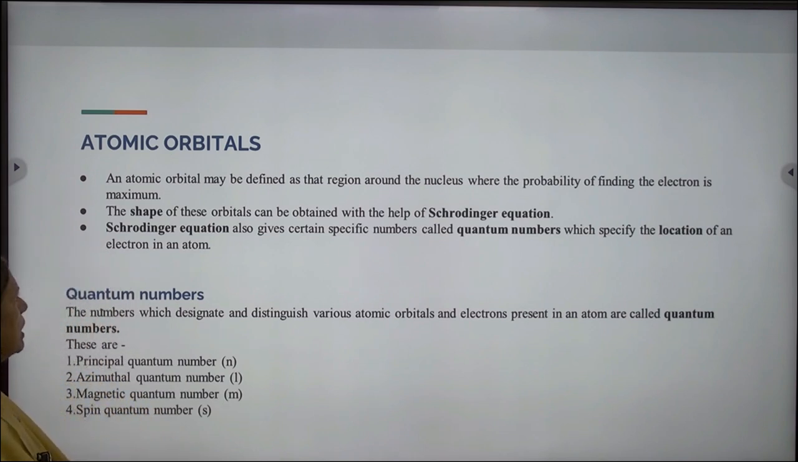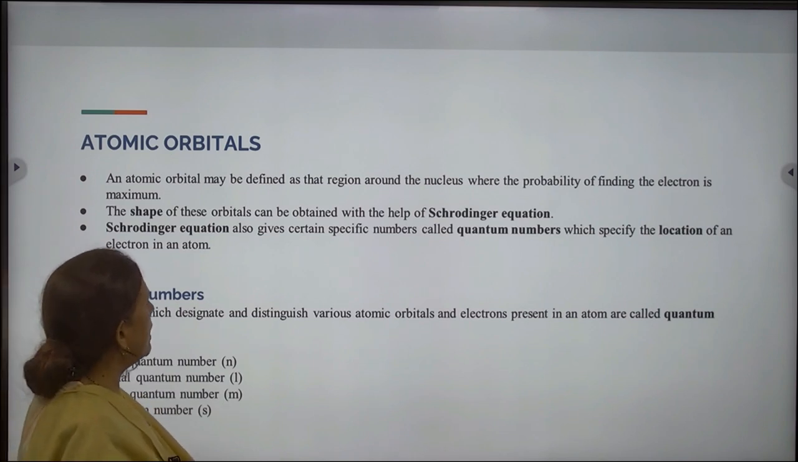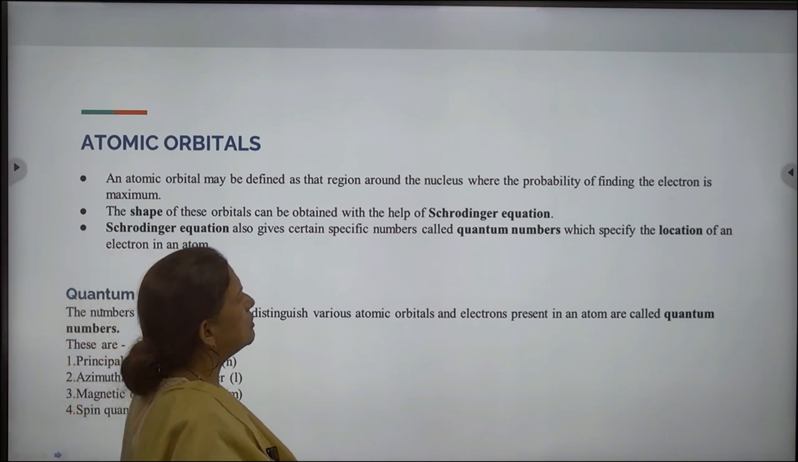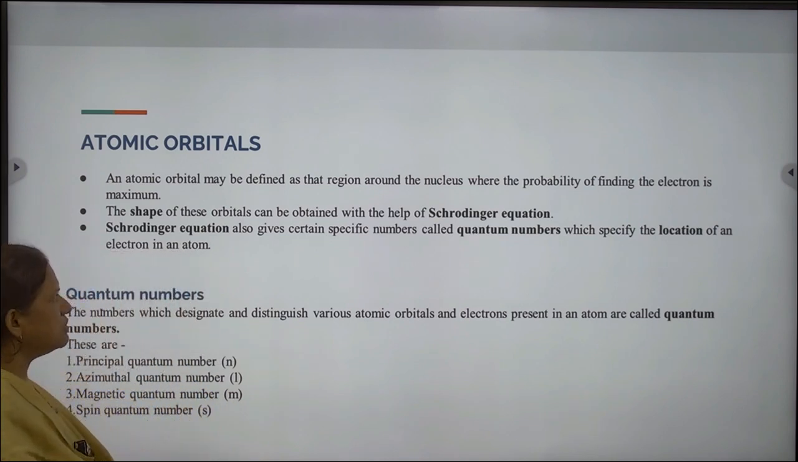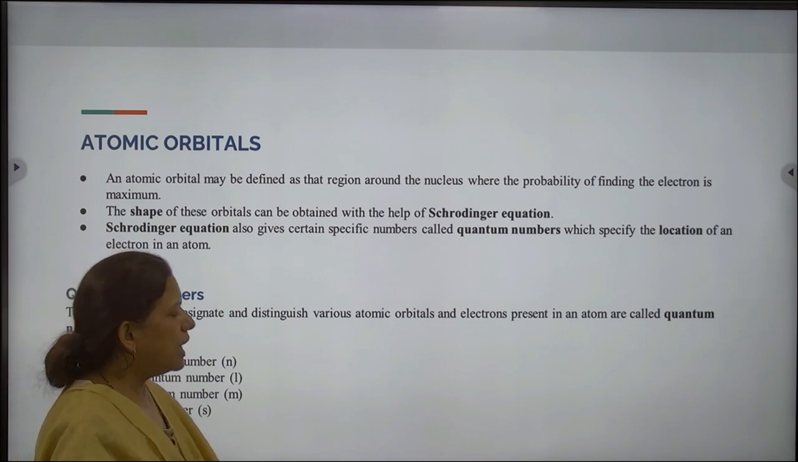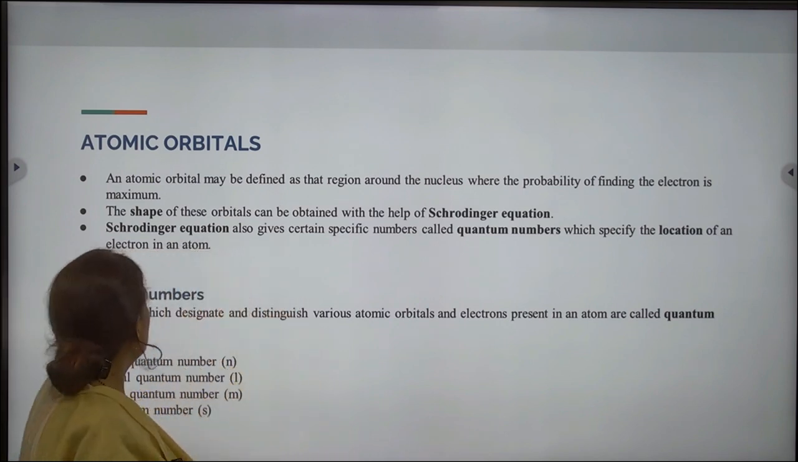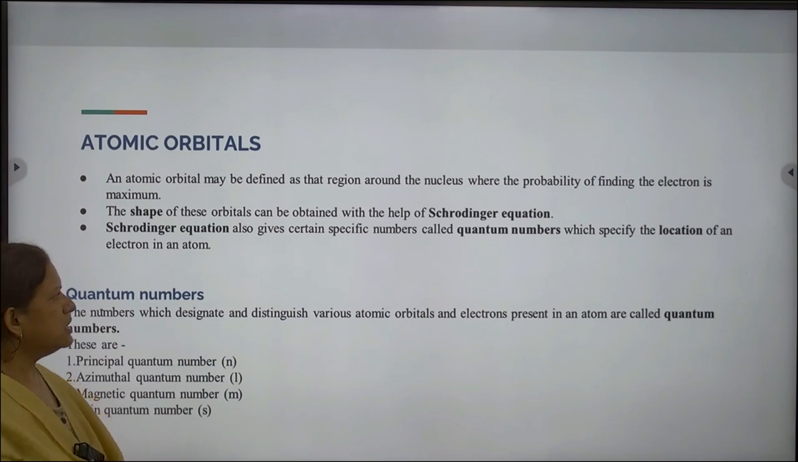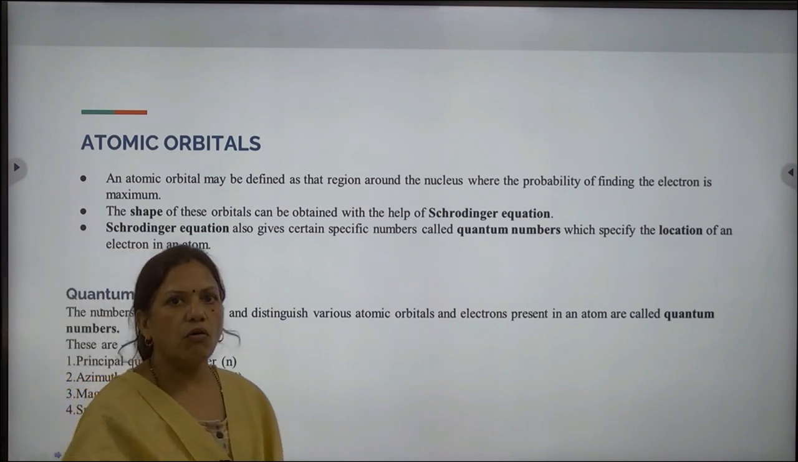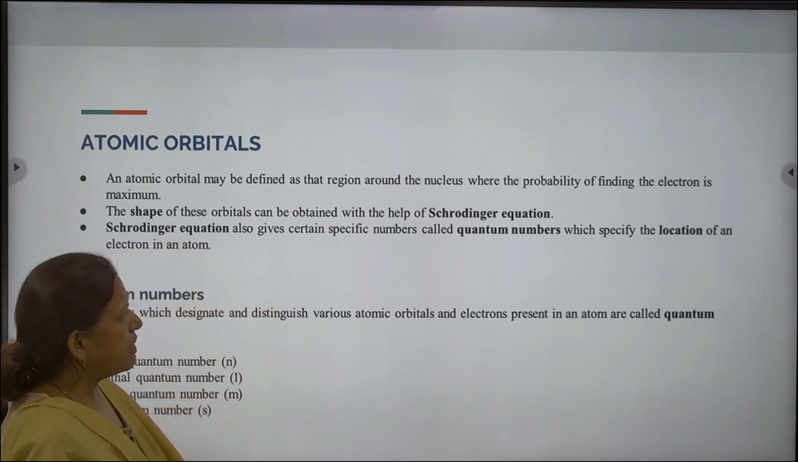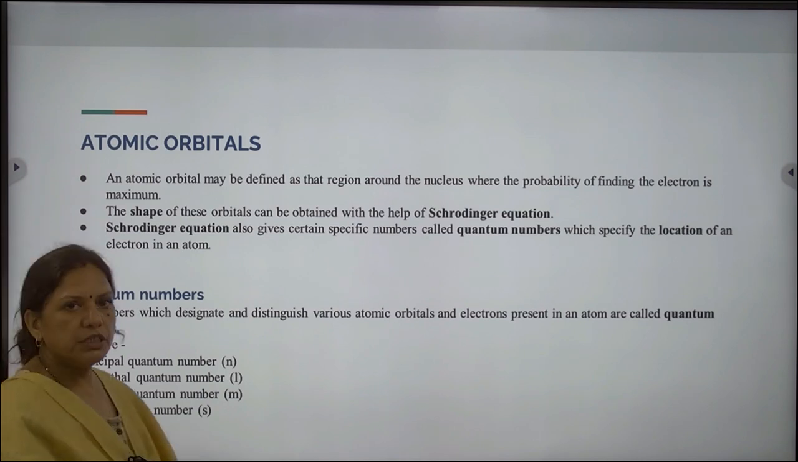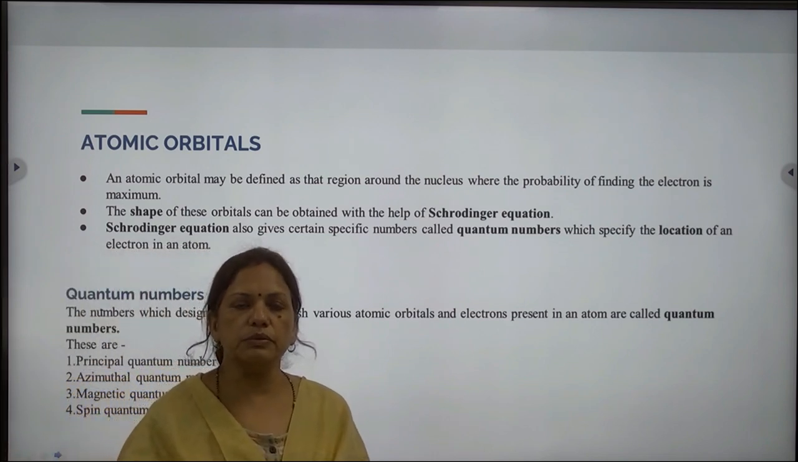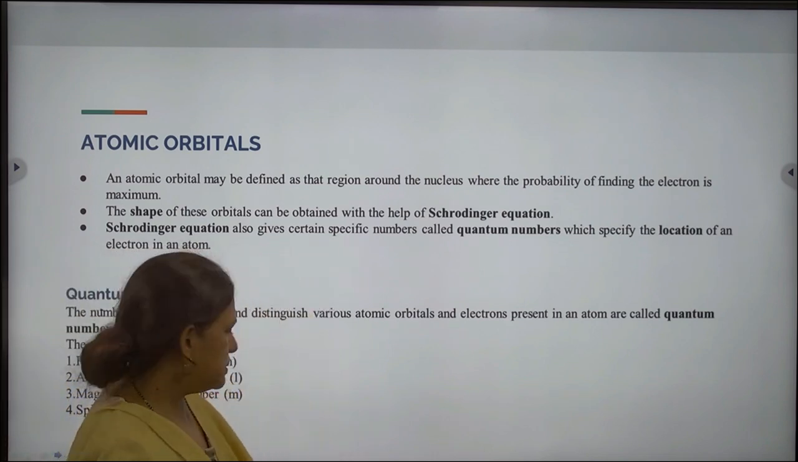Atomic orbitals. An atomic orbital may be defined as that region around the nucleus where the probability of finding the electron is maximum. The shape of these orbitals can be obtained with the help of the Schrodinger equation. The Schrodinger equation also gives certain specific numbers called quantum numbers, which specify the location of an electron in an atom. There are four types of quantum numbers: principal quantum number, azimuthal quantum number, magnetic quantum number and spin quantum number.